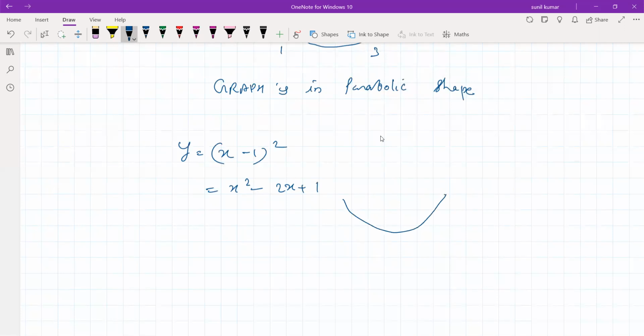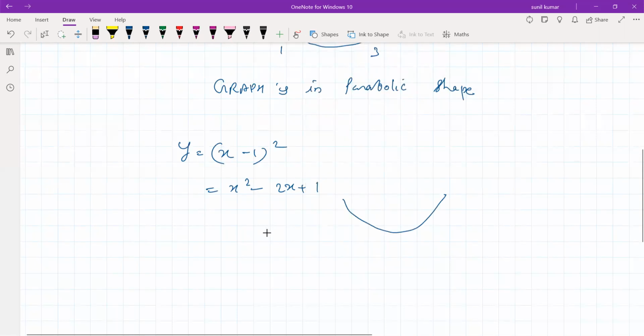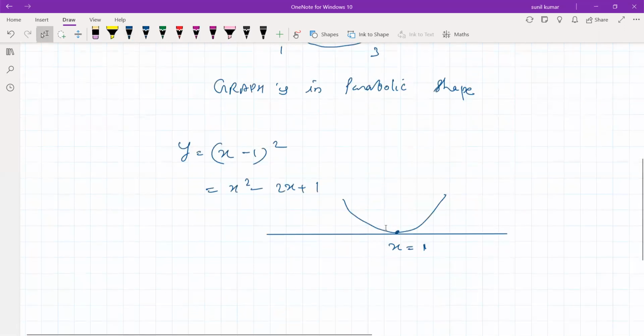It will touch the x-axis like this. This is also in parabolic shape, touching at x equal to 1. Now, what is happening in this case? You can see that for the previous one, the discriminant b square minus 4ac will become positive actually. Here you can see that the discriminant b square minus 4ac becomes 0.